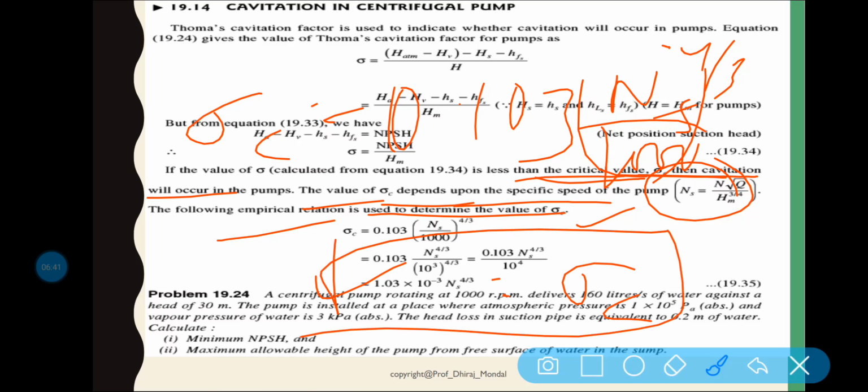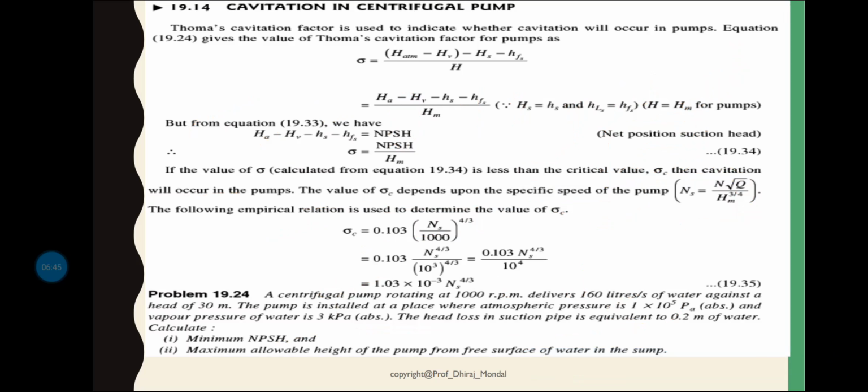So it is the critical cavitation. This is the value of sigma c under the critical condition. Clear? So this is your empirical value, so you need to remember.